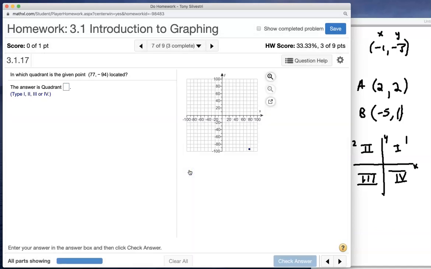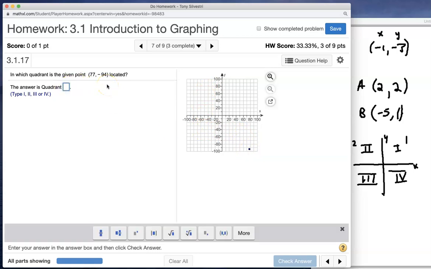Great job. Now, same thing. Where would you plot this point? Oh, that point's right there. Okay, they're showing you where 77, -94 is. This is the diagram. 1, 2, 3, 4. This is the quadrant that contains that point. You got to type in Roman numeral IV. That's Roman numeral 4.